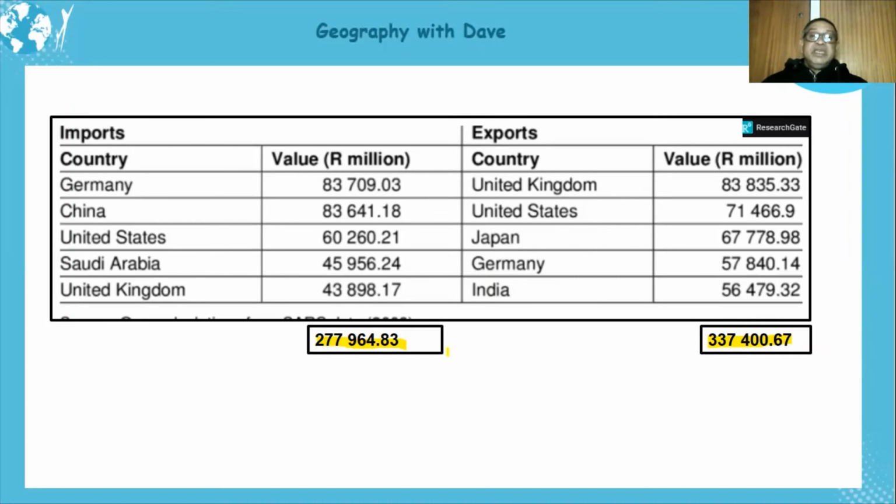We can see some of our largest amounts are made from the United Kingdom. A big amount. We can see things like India, large. United States, Japan, Germany, making huge amounts in millions of rands. So what we can do here is compare the imports to the exports, and we have a trade surplus, a positive balance of trade.